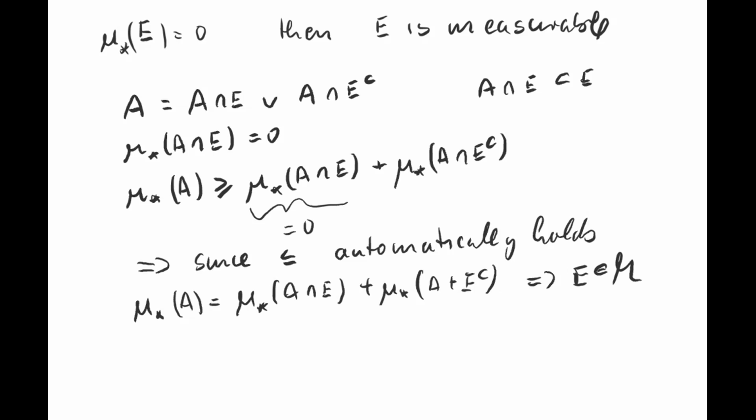Professor, how do you get this first inequality here? This one? Yeah. This inequality is by monotonicity of the exterior measure, right? A intersected E complement is a subset of A, as well. Yes, and this measure is 0. Ah, we see. It's like an onion, step by step. We're peeling it off.